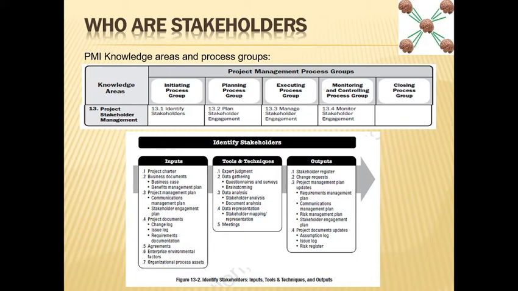The people who are watching this series from the start know there is a PM grid in which we have project management process groups and knowledge areas. The last knowledge area is project stakeholder management. This knowledge area has four processes, each in one of the process groups.